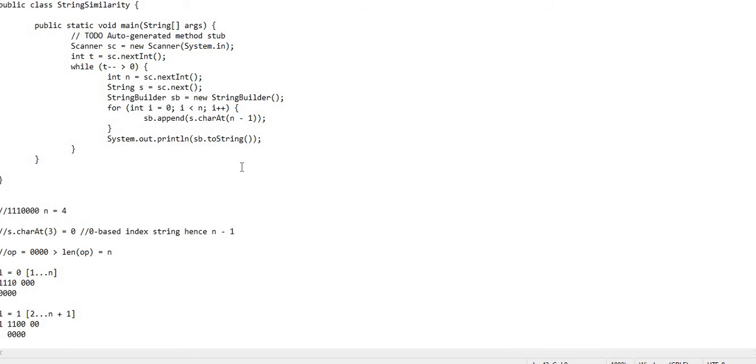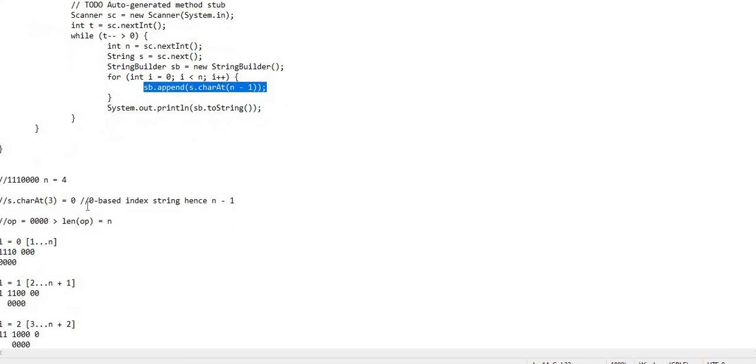So let's take a look at the code part now. Here I have created a class StringSimilarity, and first I am accepting the integer n, then the string s, and I have to form the output string, that is w. So I am creating a StringBuilder, iterating through 0 to n, and every time I am just appending the n minus 1 character, that is the nth character I would say, to my output string.